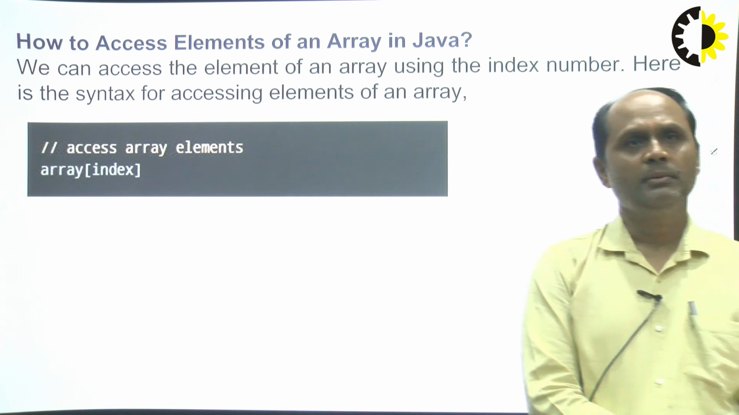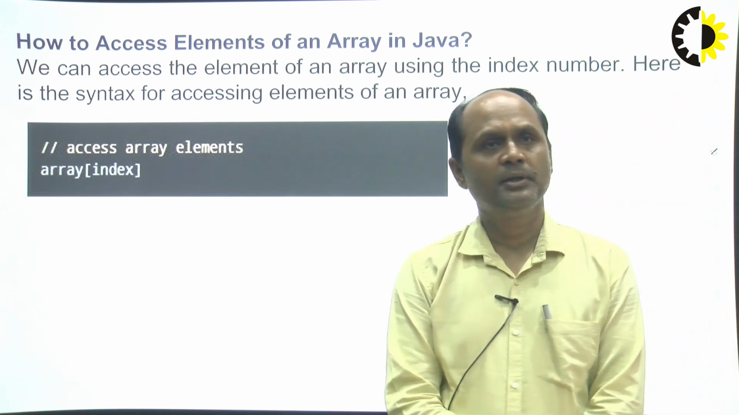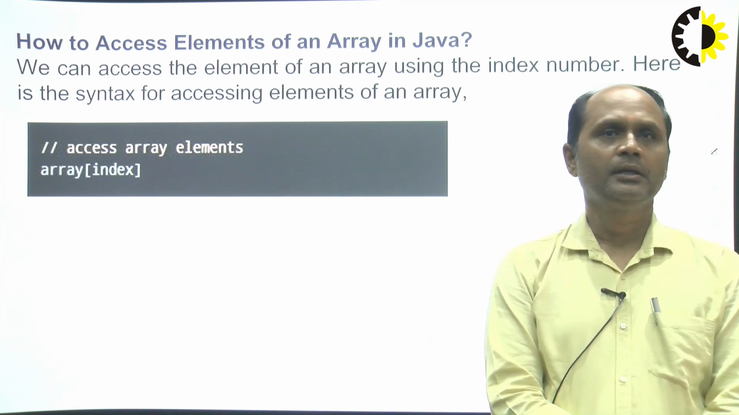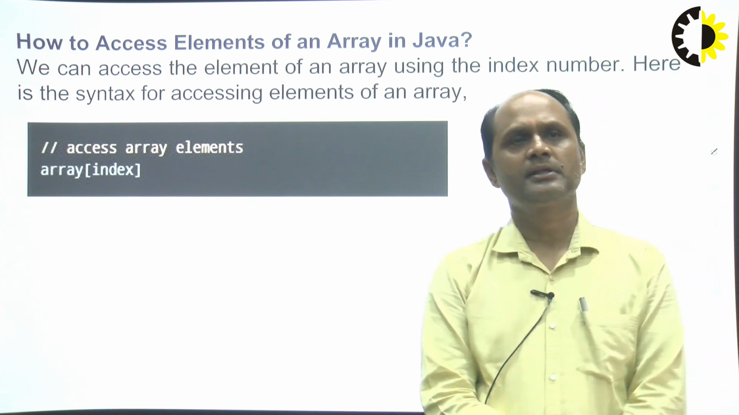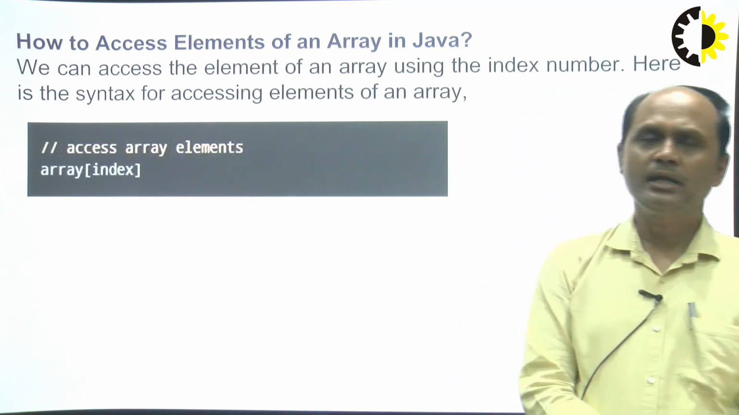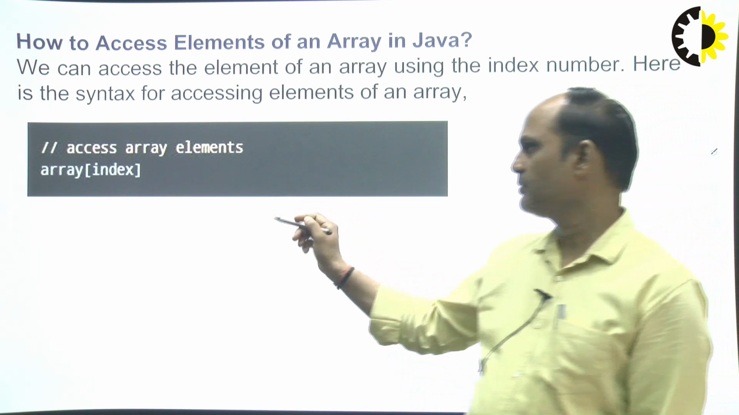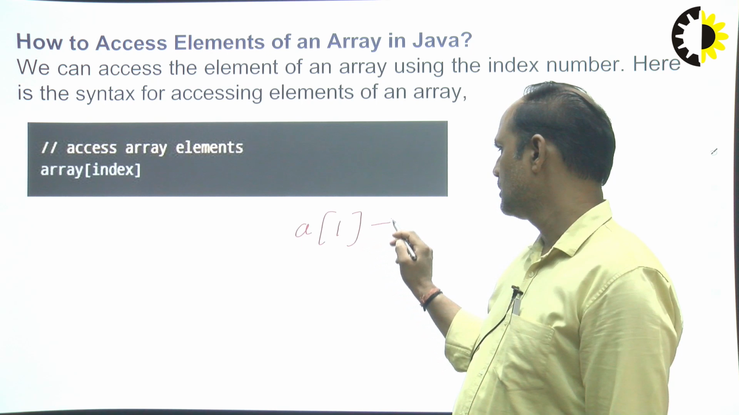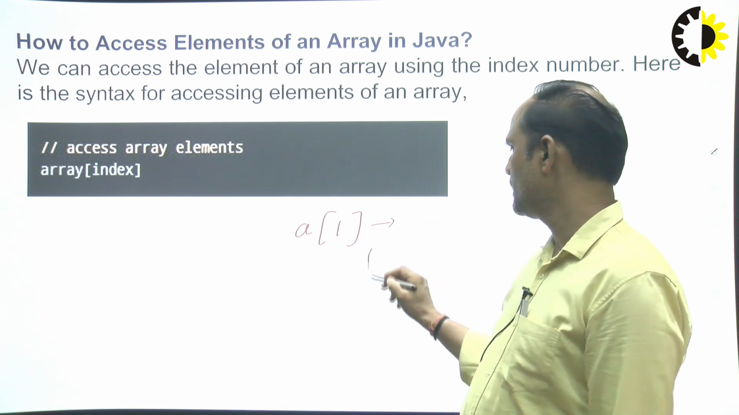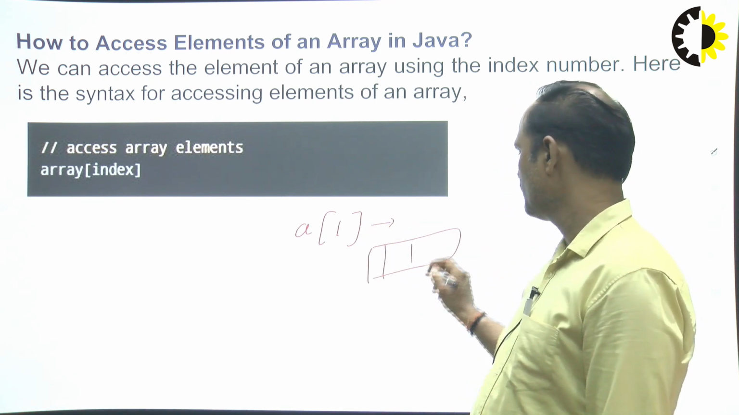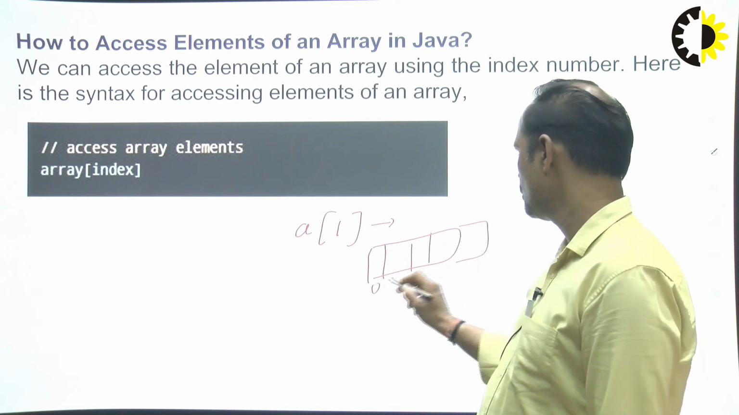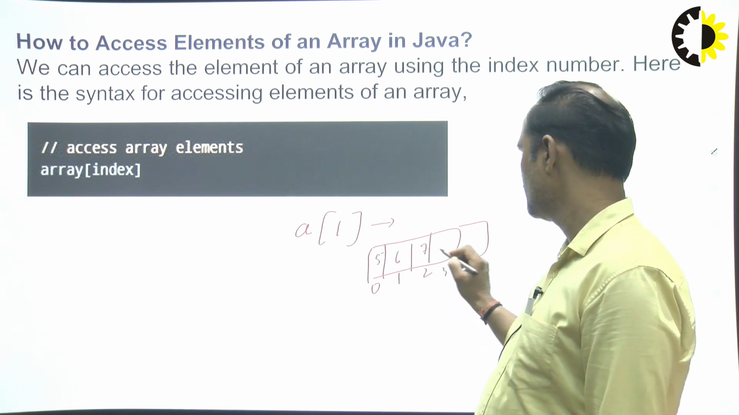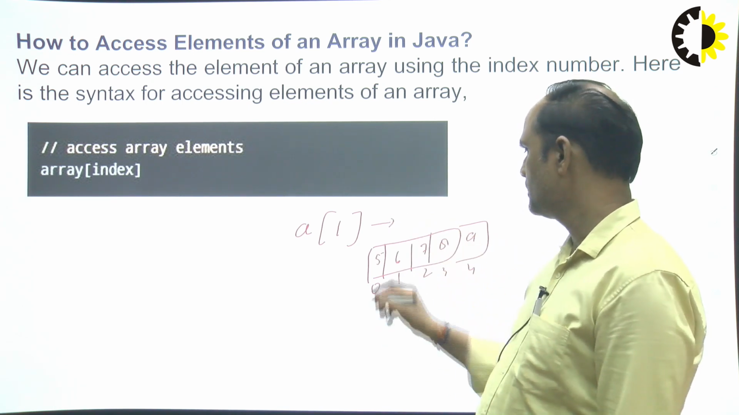How to access the elements of an array in Java? We can access the elements of an array using the index number. Here we have the syntax for accessing an element of an array. We pass the array and the index number. Suppose we have an array a and the index number 1. This is the print statement. Suppose we have an array of 5 elements: 1, 2, 3, 4, 5, with indexes 0, 1, 2, 3, 4. Suppose the values are 5, 6, 7, 8, 9. What is the output of this particular statement?